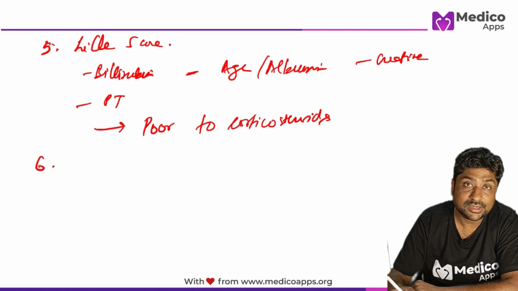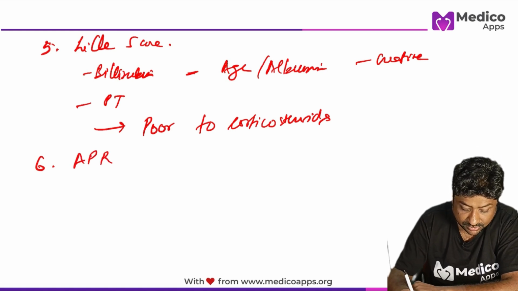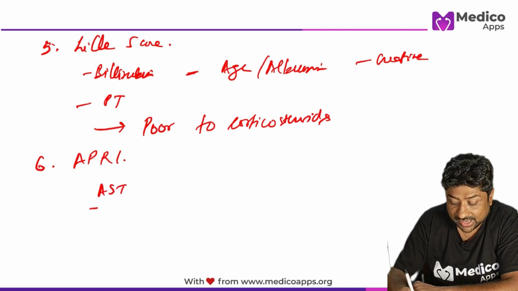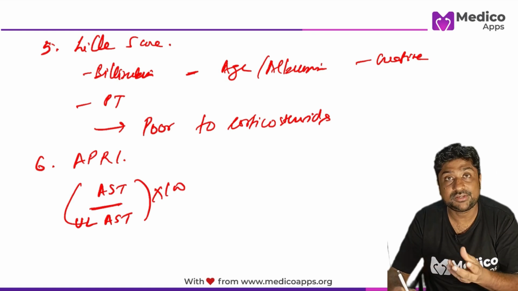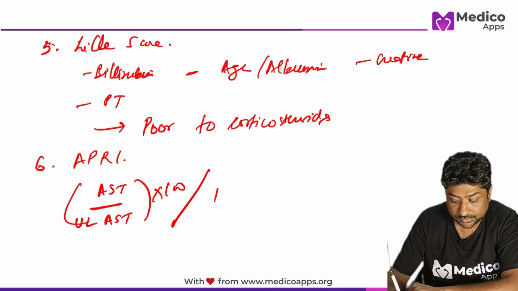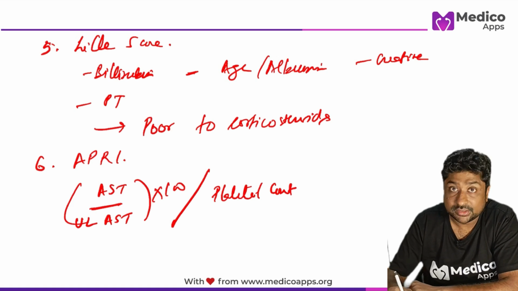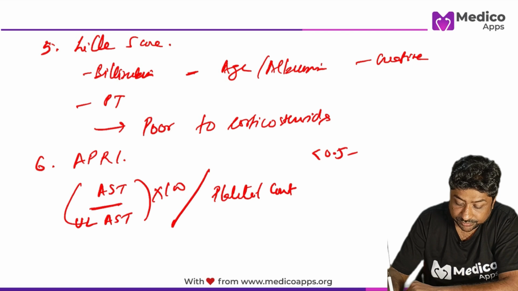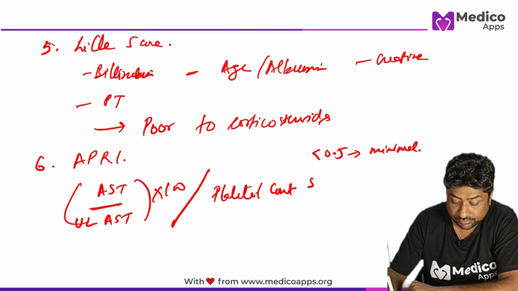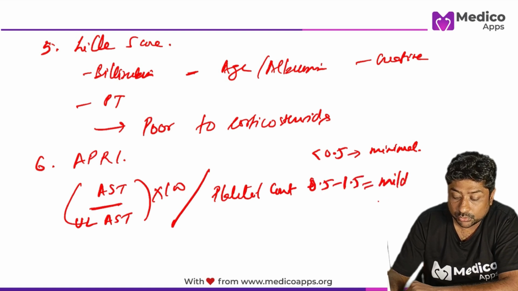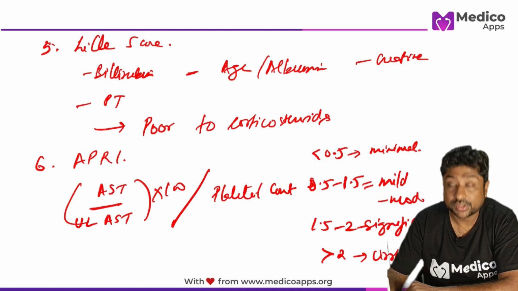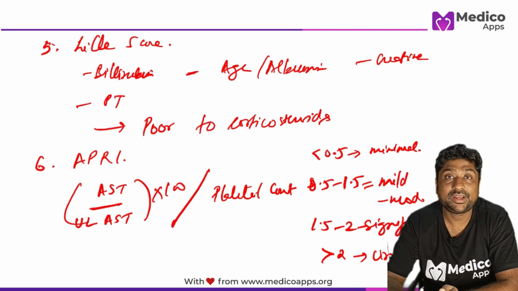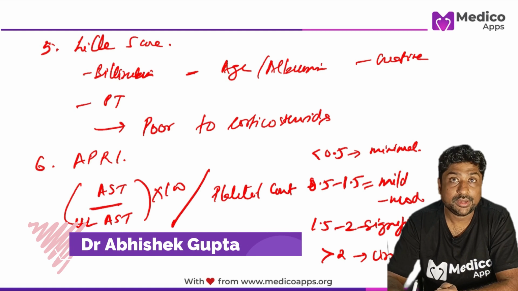Let me talk about the last, and very importantly, it has been asked in recent years, that is APRI. Here we take the AST level and divide it by the upper limit of normal AST levels and multiply it by 100. So basically we are calculating how much the AST is elevated, as a percentage, divided by the platelet count. This score is very, very important, because if this score is less than 0.5, there is minimal fibrosis. If the score is 0.5 to 1.5, there is mild to moderate fibrosis. If the score is 1.5 to 2, there is significant fibrosis. And if the score is more than 2, then it is the stage of cirrhosis. So it's again a non-invasive way to grade the fibrosis in the liver rather than going for a biopsy, or before going for the biopsy.